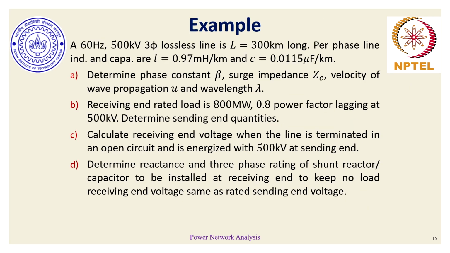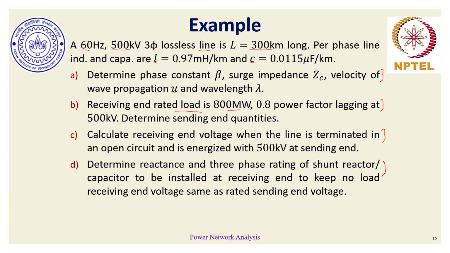We'll conclude this discussion with an example wherein we have a lossless long line, 300 kilometers long, 60 Hz is the frequency, the rated voltage is 500 kV, and per phase line inductance and capacitance are given. We have to find different aspects of the line. First is to find the phase constant, surge impedance, velocity of propagation and wavelength. Then the next is finding the sending end quantities when receiving end power and load are given.